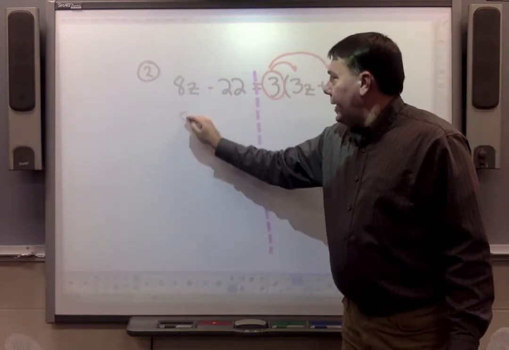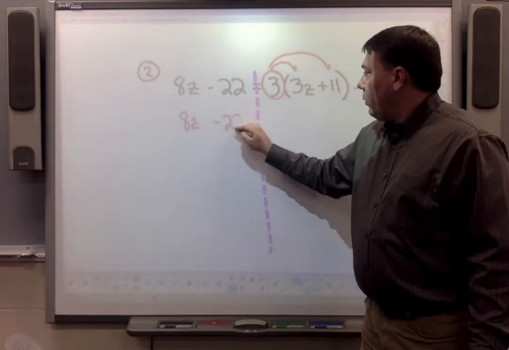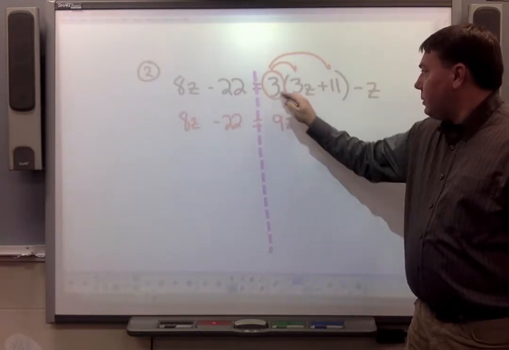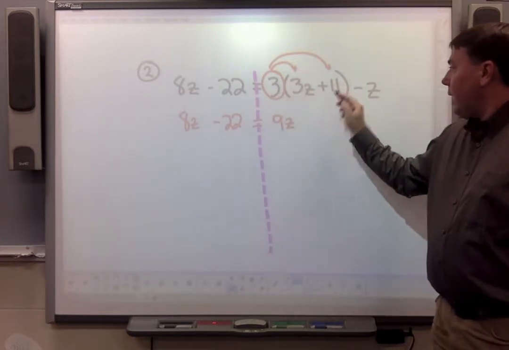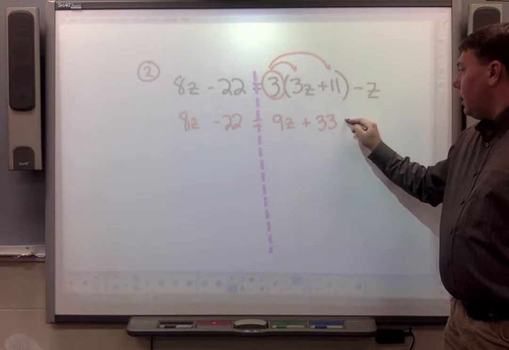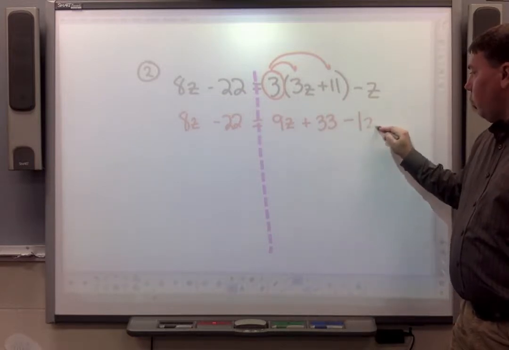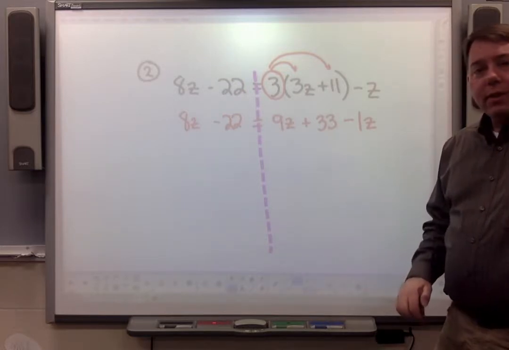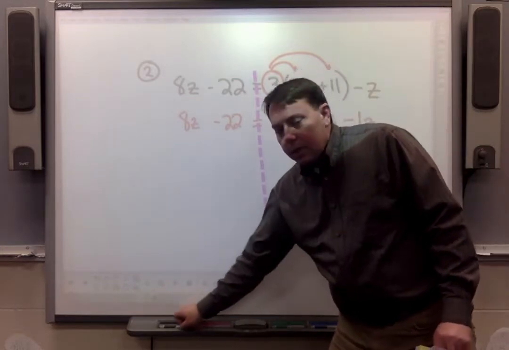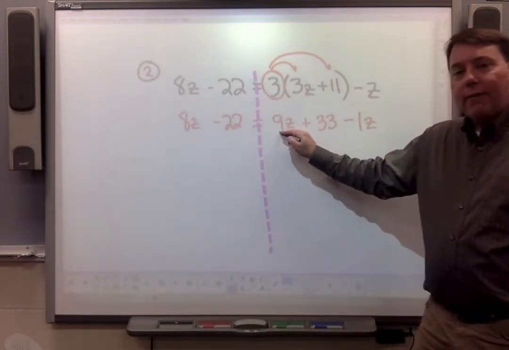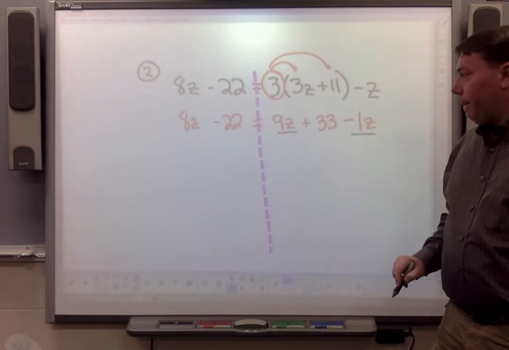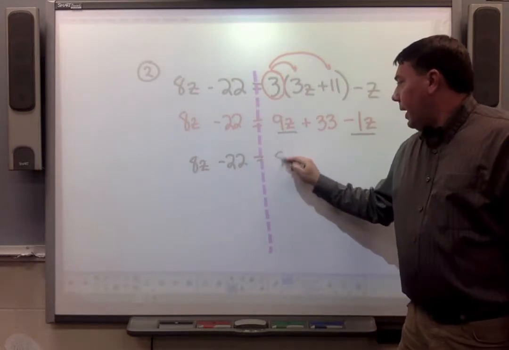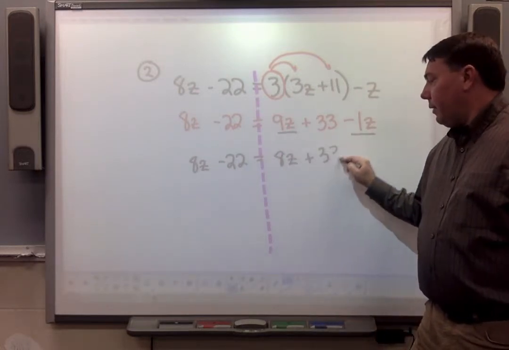So your equation now is 8z minus 22 equals 3 times 3z, which is 9z. And then 3 times 11 is 33. And then minus, and if there's not a coefficient, you can always put a 1 in front of it if it helps. So minus 1z. So after you distribute, you're going to look for like terms. You've got to find the terms that are alike. And over on the right side, you have 9z and minus 1z. So 8z minus 22 equals 8z plus 33.